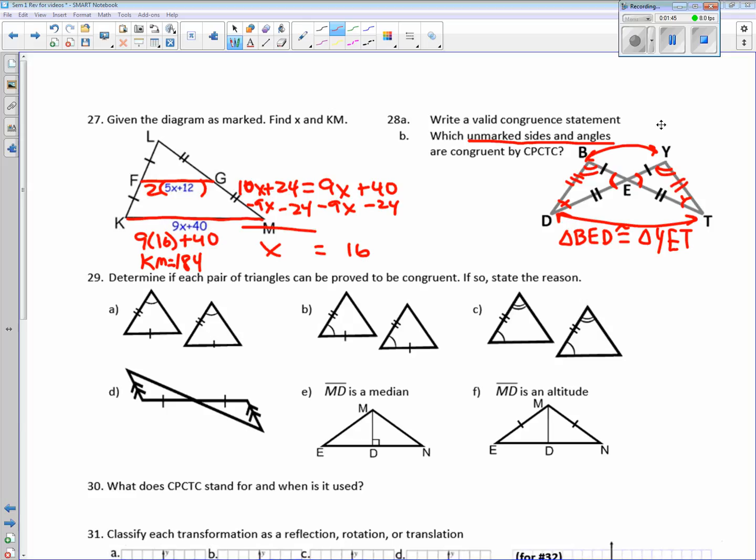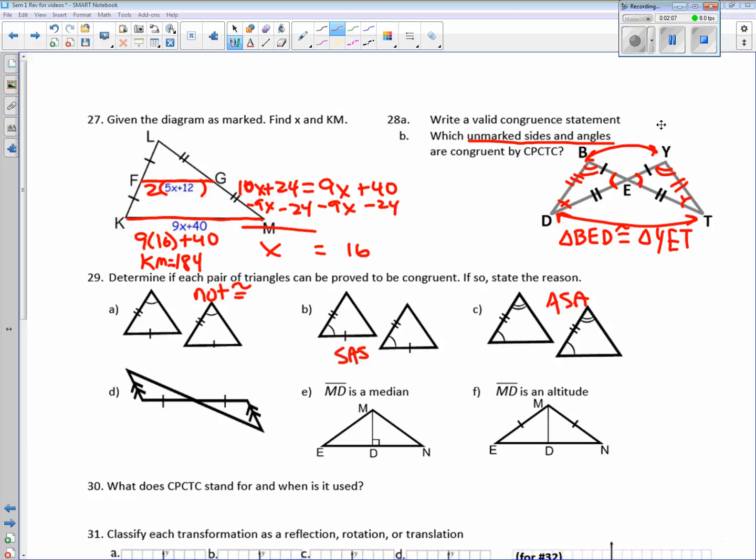As far as 29, why these are congruent. Here are two sides at an angle, but that's not an included angle, so this one's not congruent. In letter B, this is a textbook case of side angle side. In letter C, this is angle side angle.